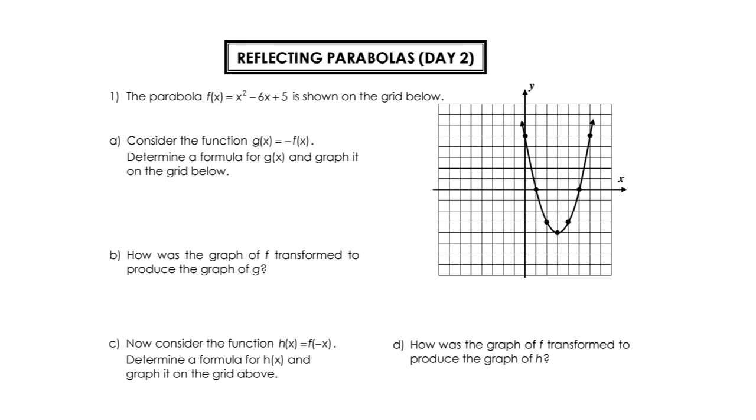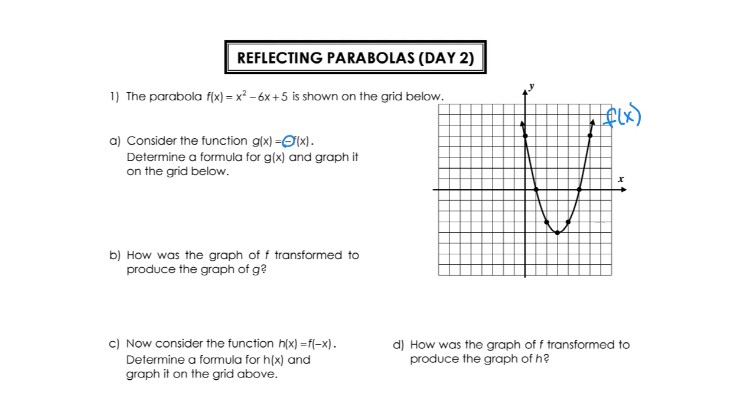Hey guys, we are on day 2 of Unit 4, and we are going to be reflecting our functions today. In number 1, it says that the parabola f of x equals x squared minus 6x plus 5 is shown on the grid below. So we have to remember that this is f of x. Then it says consider the function g of x is equal to negative f of x. Determine a formula for g of x and graph it on the grid below.